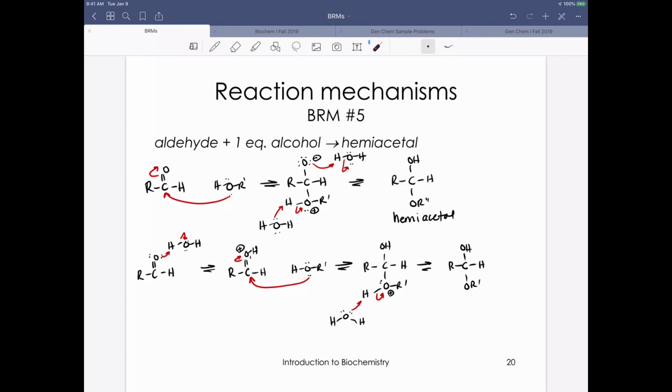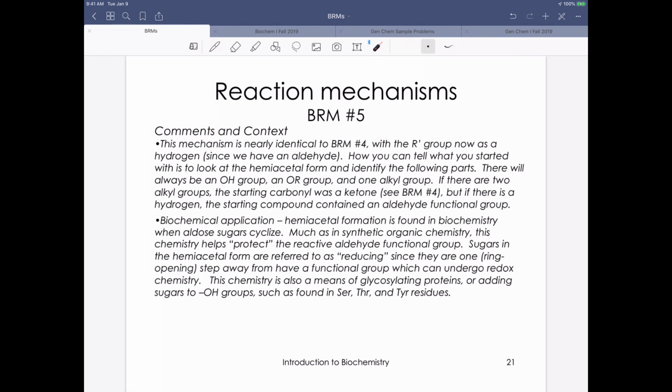And that's going to become important as we start working some of these mechanisms backwards. Again, two alkyl groups being a ketone is what we saw in reaction mechanism 4. This reaction mechanism having a hydrogen gives us an aldehyde as our starting functional group, and so we form a hemiacetal rather than a hemiketal.